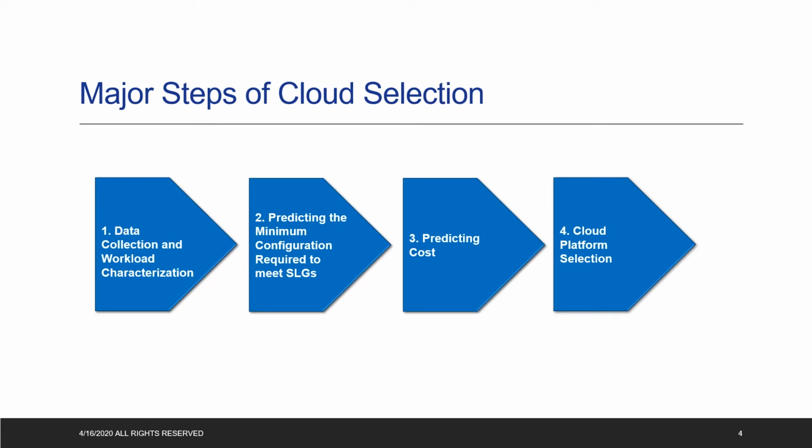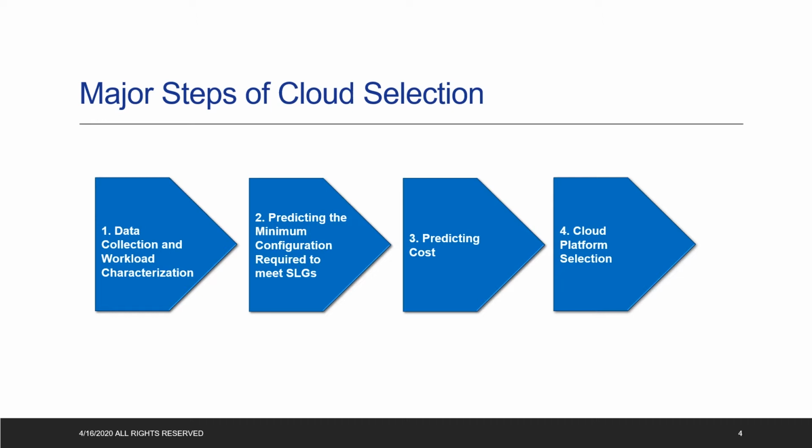We'll review several major steps of cloud platform selection, including data collection and workload characterization on-prem and also on each of the cloud platforms. This information is used to build a model and predict the minimum configuration which will be required to meet service level goals hour by hour, shift by shift, day by day during the next 12 months.